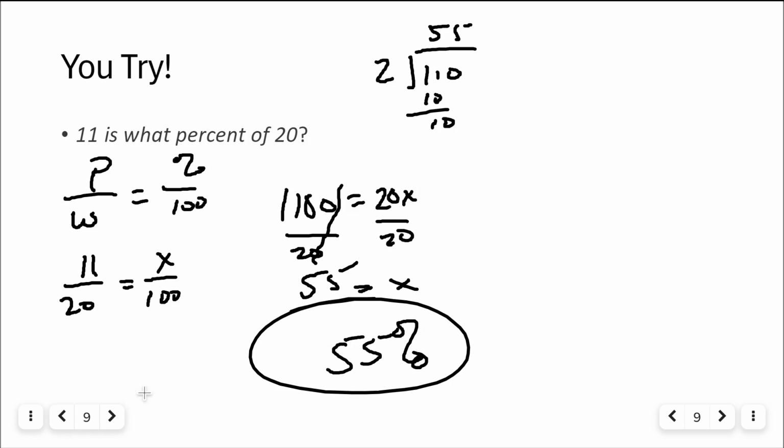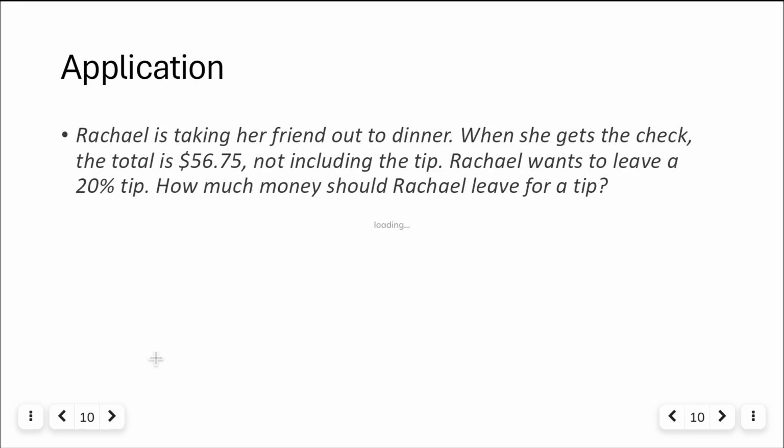Okay, that's part over whole equals percent over 100. Again, you could do is over of equals percent over 100, and that's great as long as it's worded like this, where there's literally a percent in there and the word is and the word of. But what happens if that's not there?